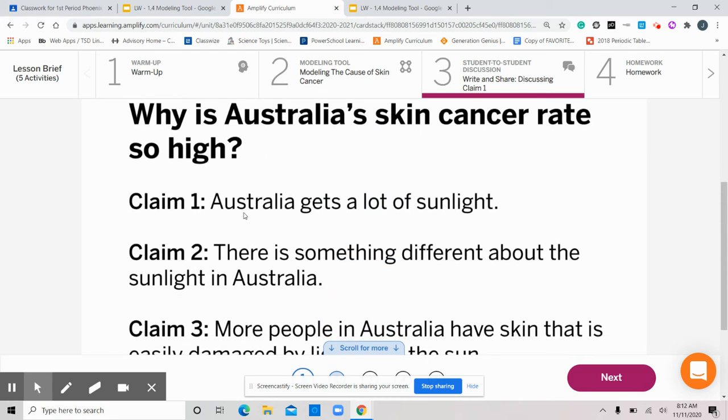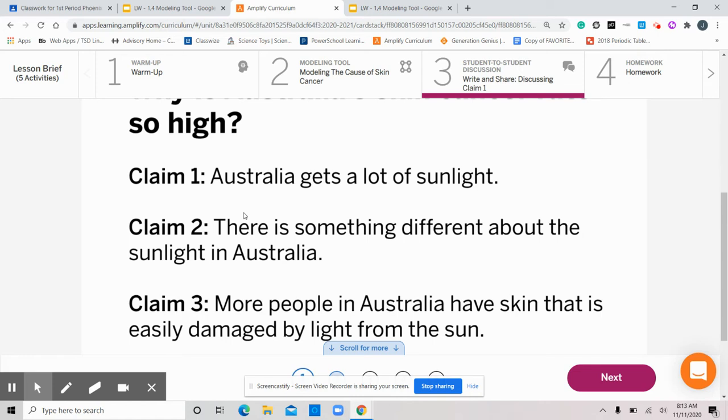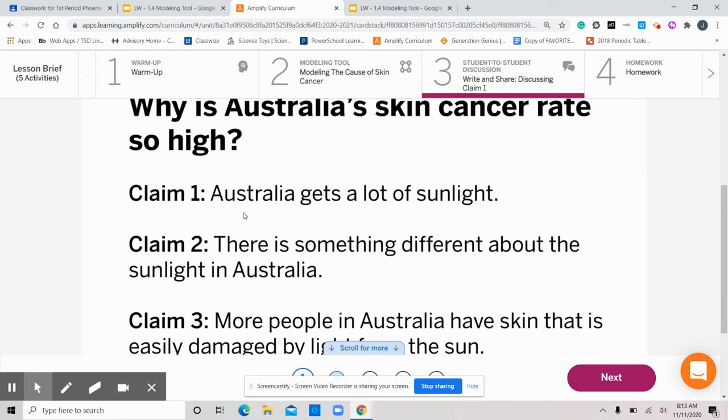We're investigating claims. So again, this goes back to a model that scientists use called the CER model. And so what we do is whenever we're confronted with a claim, we look for evidence, and then the R is our reasoning. So CER, claim, evidence, reason. So we're going to dive into these three claims, in particular that first claim today. And again, we're trying to answer our chapter question, why is Australia's skin cancer rate so high?